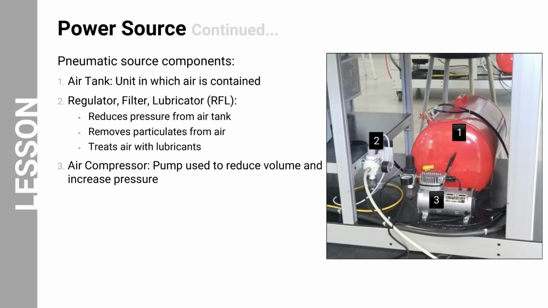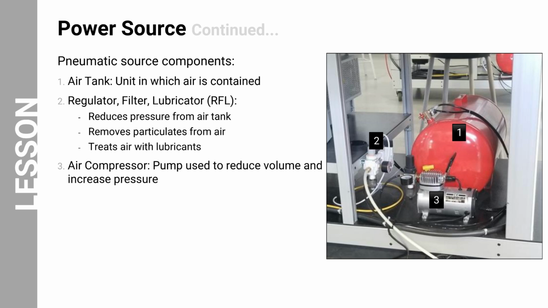The regulator reduces the pressure from the air tank to the required level for the specific application. The filter removes particulates or treats the air to ensure its suitability for the end application, especially for mechanical parts like grippers, where it prevents damage and malfunctions. The lubricator treats the air with lubricants, which is beneficial for moving parts that require lubrication during operation.